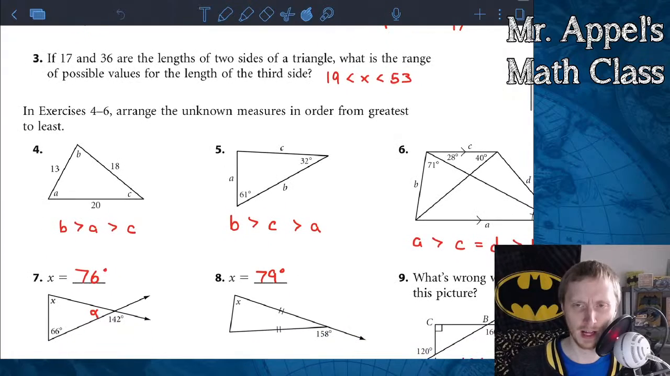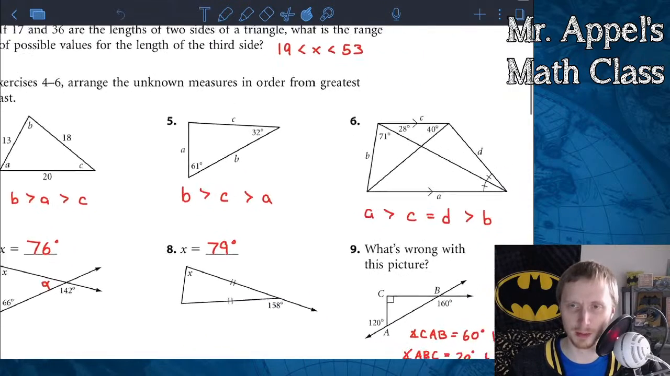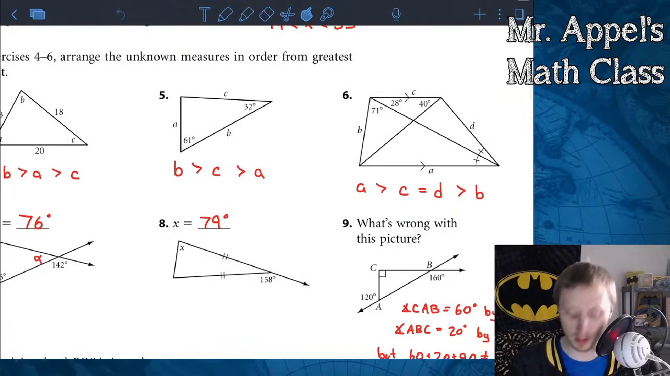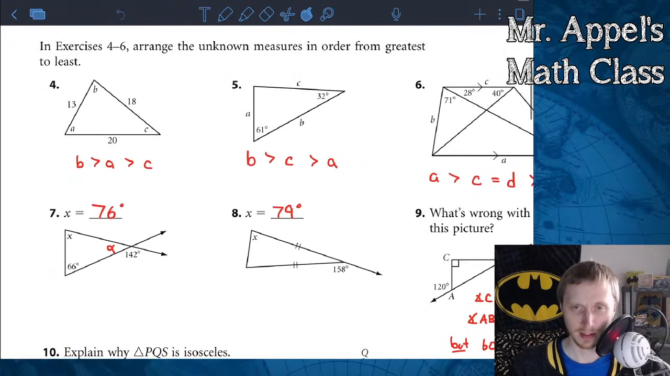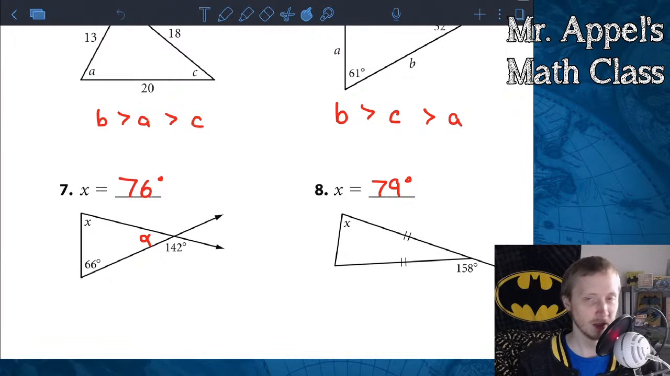4 and 5, put the sides in order within the triangle. Pretty straightforward. Number 6 was a little bit more involved as it had overlapping triangles. So you had to compare, okay, this triangle, B versus C, and then this triangle, let me compare C and D, that kind of thing. 7 and 8 kind of led you to a new secret hidden feature of triangles, as it were.